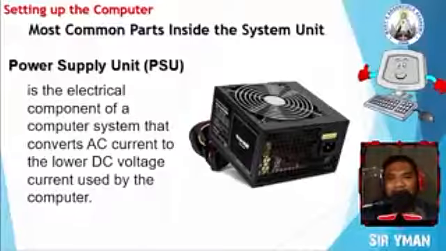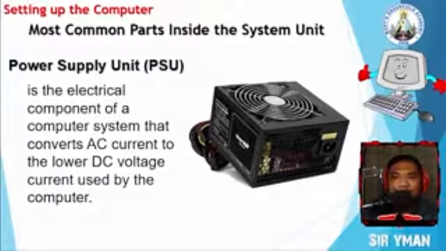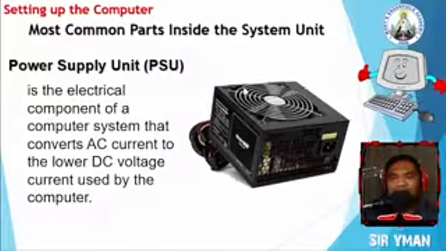So from AC, which is 240 volts, AC is alternating current. So from AC na galing sa ating outlet, pupunta ngayon yung kuryente sa power supply unit ng computer, and then the power supply unit converts the AC, the 240 volts AC, into 12 volts and 5 volts DC. Right?